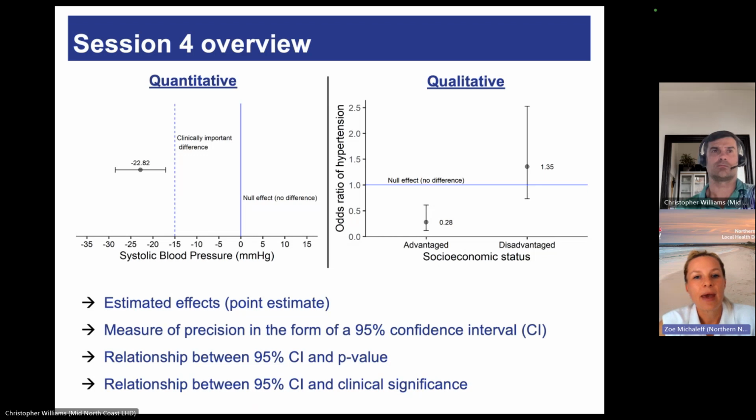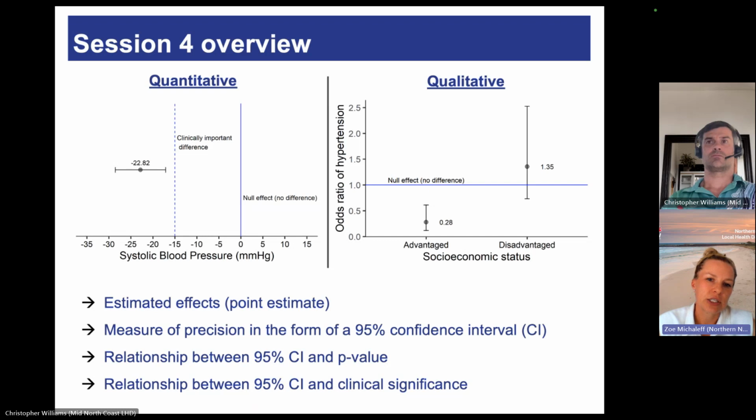And so when we're thinking about the anatomy of a treatment effect, we know that there's a point estimate. So this estimates the treatment effect. And then this is surrounded by a 95% confidence interval, which the upper and lower bounds of the 95% confidence interval is the range between which we're 95% confident that the true treatment effect would lie.